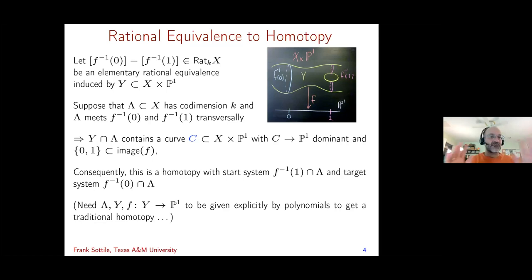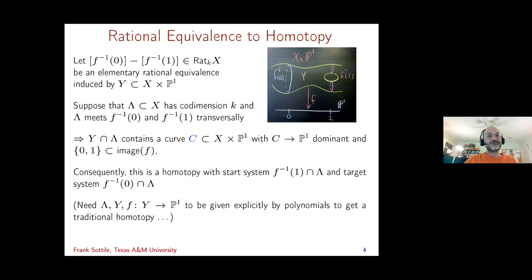I don't have equations yet, but just a homotopy in terms of a curve with these properties, where the start system are the points of the fiber intersect lambda at 1, and the target system is the points above 0 intersect lambda. Now, as I note at the bottom, you need to have all this stuff given explicitly by polynomials to get a traditional homotopy, one that you could plug into a computer. But rational equivalences give rise to homotopies.